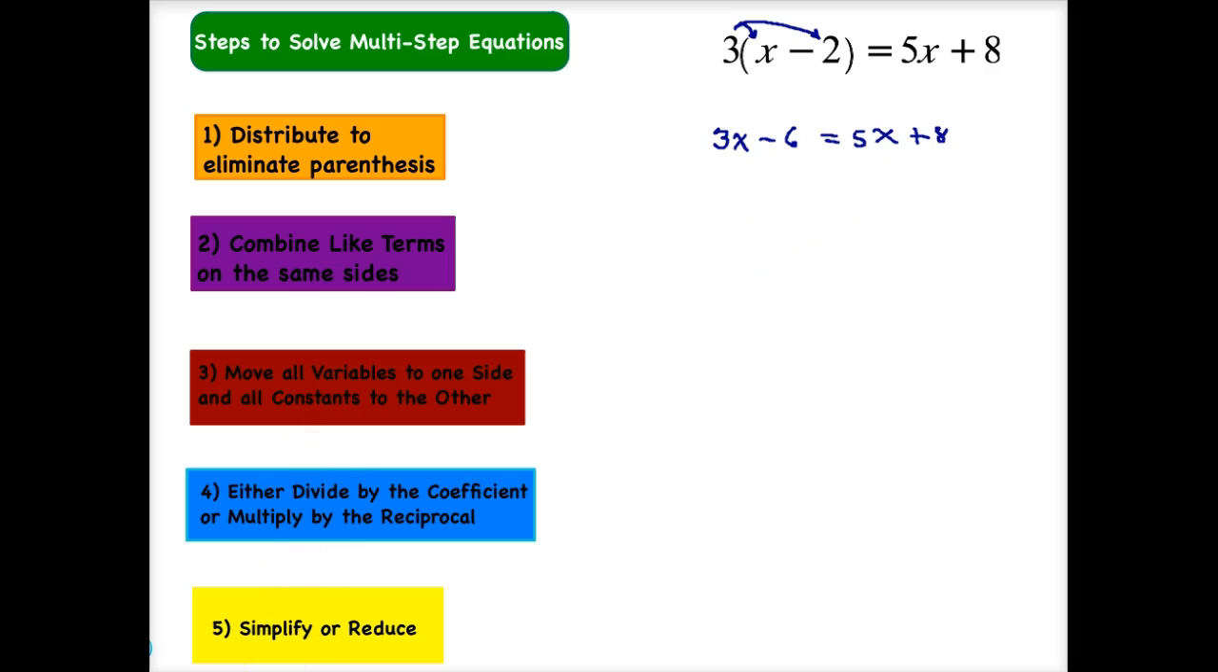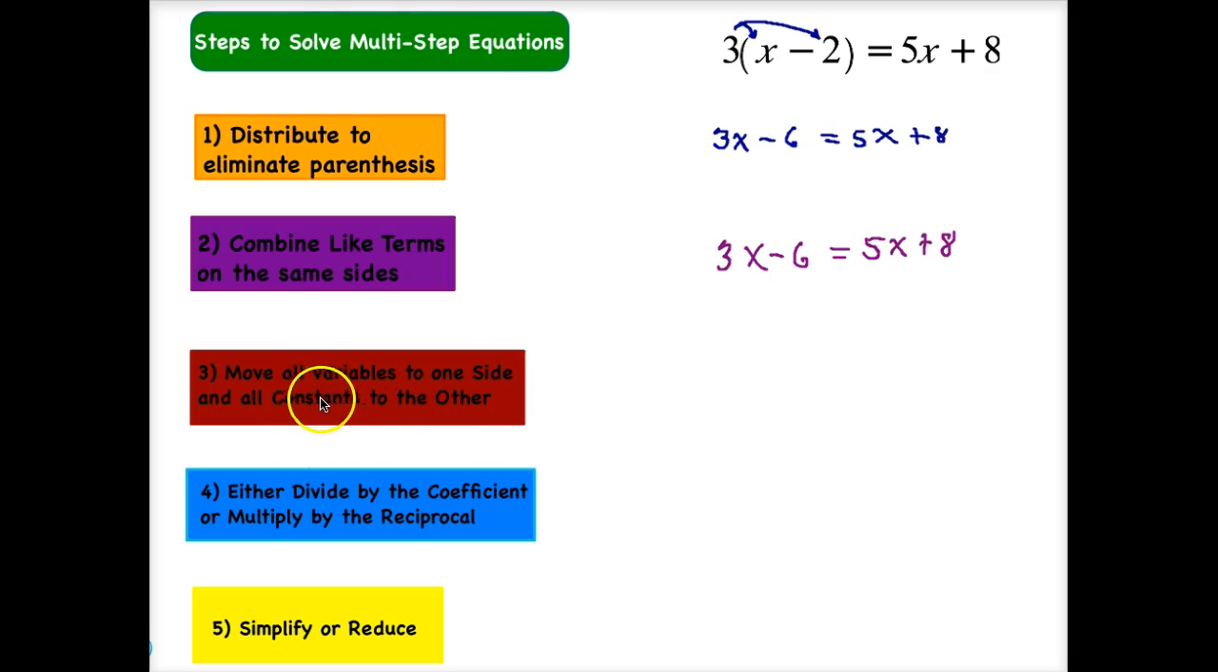Step 2 now says combine like terms on the same side. Well, if I look here, I don't have like terms on the same side. I have an x term and a constant term. And on this side, I also have an x term and a constant term. So for step 2, I don't need to do anything. I can just keep it all the same. 3x minus 6 equals 5x plus 8.